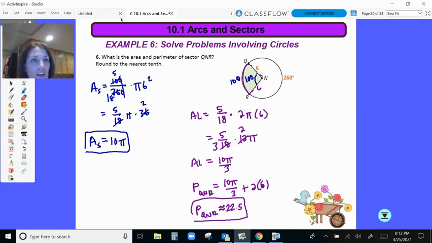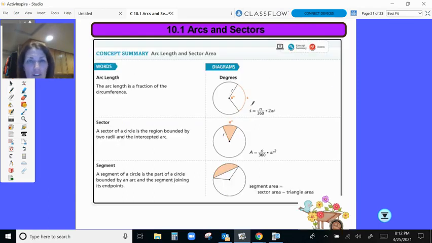Okay, that's just a little application for you. So here's your summary. Here is my arc length: n over 360 times 2 pi r. Here is my area, same thing, n over 360 times pi r squared. So the only difference is what formula I'm using to multiply by that fraction. And then my segment area equals my sector area, which is up here, minus my triangle area. Okay, and that is it.